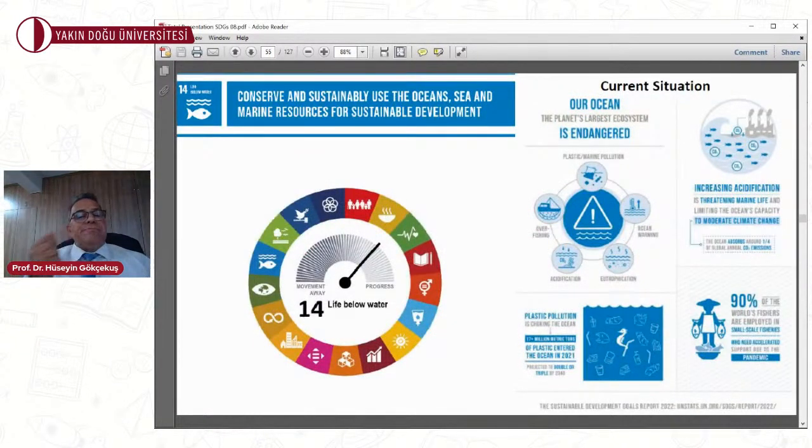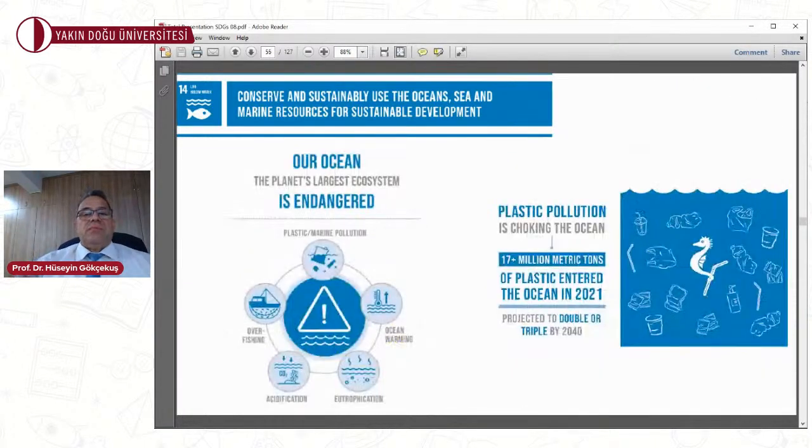Now let's come to goal 14, life below water. You can see the current situations, most of them. Let's focus on limited. Our ocean, the planet's largest ecosystem, is endangered: plastic marine pollution, ocean warming, eutrophication, acidification, overfishing. Plastic pollution is shocking the ocean.